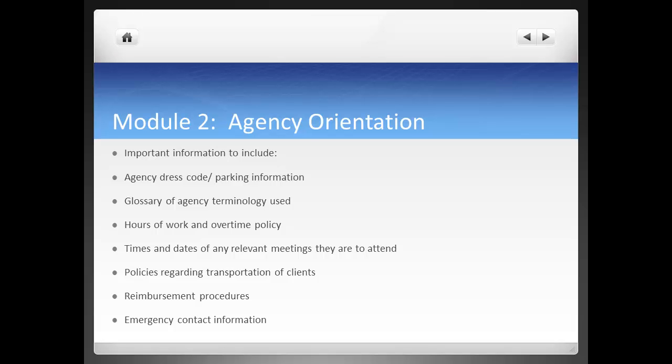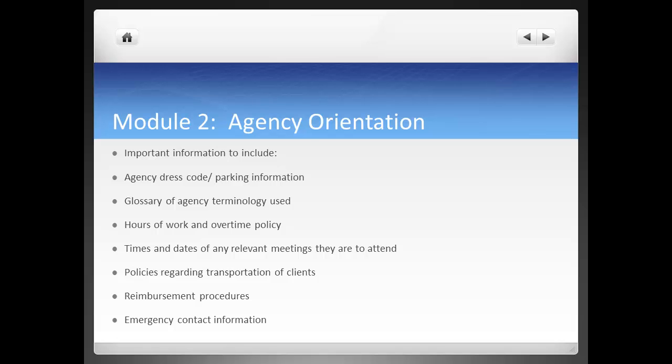Policies regarding transportation of clients. The School of Social Work prefers that students do not transport clients in their personal vehicles, and it's important to note that the university's liability coverage does not extend to the student's personal vehicle. If you are going to ask students to transport clients, we would prefer that you have students do that with an agency car. If you ask students to use their personal vehicle, you may want to ask them for a copy of their DMV record and also verify that they have insurance.